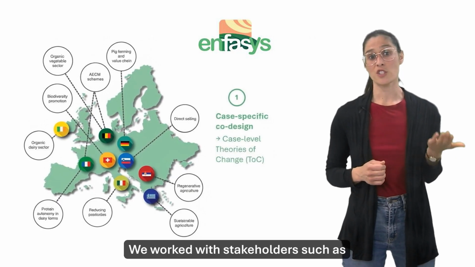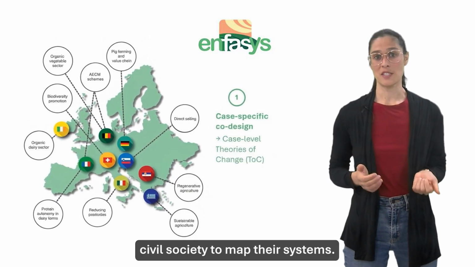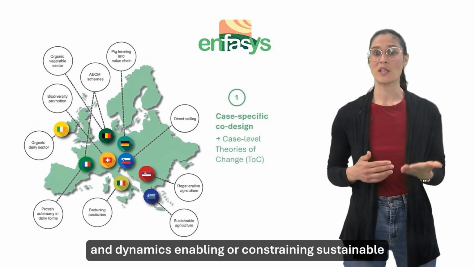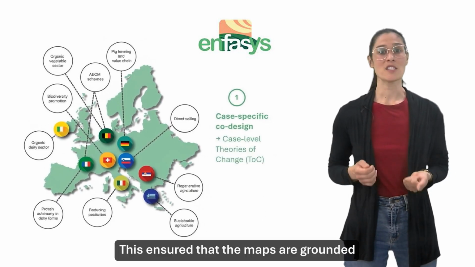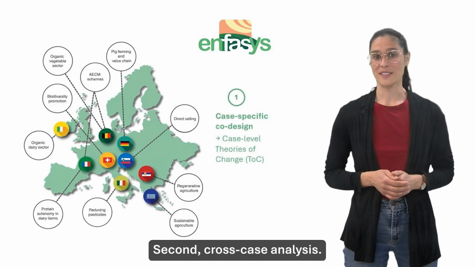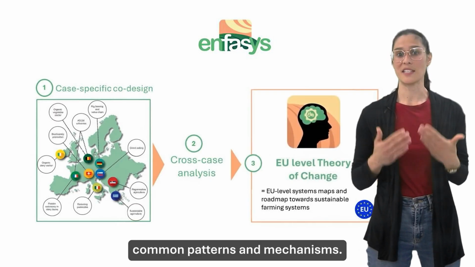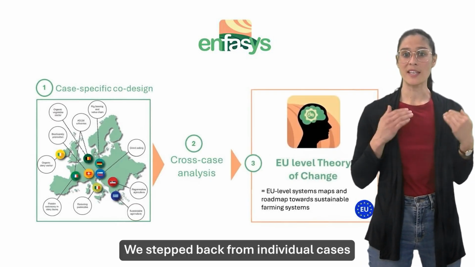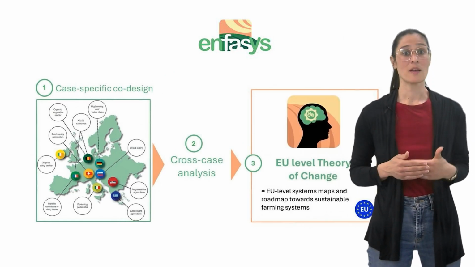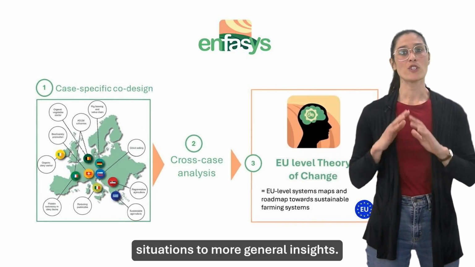We worked with stakeholders such as farmers, advisors, policymakers, businesses, and civil society to map their systems. Together, we identified key factors, actors, and dynamics enabling or constraining sustainable farming and food systems. This ensured that the maps are grounded in real-world experiences and diverse perspectives. Second, cross-case analysis. We compared cases to identify common patterns and mechanisms. We stepped back from individual cases to ask what challenges are shared, what mechanisms repeat across contexts, what drives or blocks change. This allowed us to move from specific situations to more general insights.